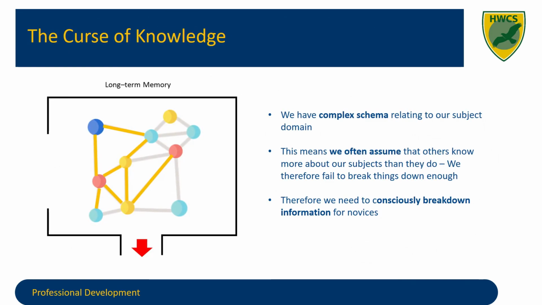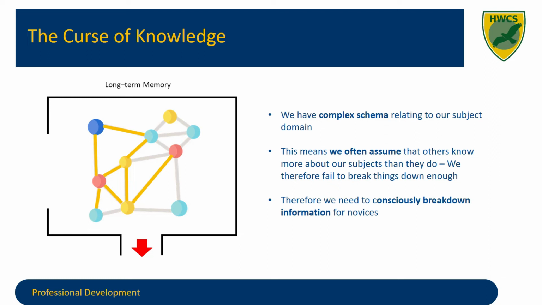And lastly, when I'm thinking about components and composites, the other thing I need to probably think about is what we call the curse of knowledge. Now, we as experts in our field have complex schema relating to our subject domain. And that's great because that means obviously we can know the end point. We know what kind of success looks like in our subject. But that does come with a caveat that we could be liable to fall under this kind of curse of knowledge, that we will assume that others know more about our subjects than they actually do.